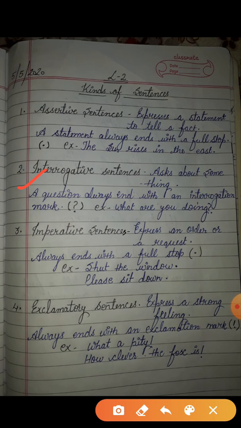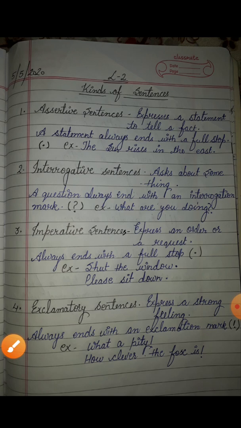Interrogative sentences. As you all know, interrogative sentences, what are these sentences? The sentence in which we ask about something. When we ask a question, here you can see a question always ends with an interrogation mark, that is this mark, and the example is: What are you doing? At the last question mark is there. Interrogation mark is also called question mark. At the last question mark is there. So interrogative sentence in which we ask about something, and assertive sentence in which we tell about a fact.